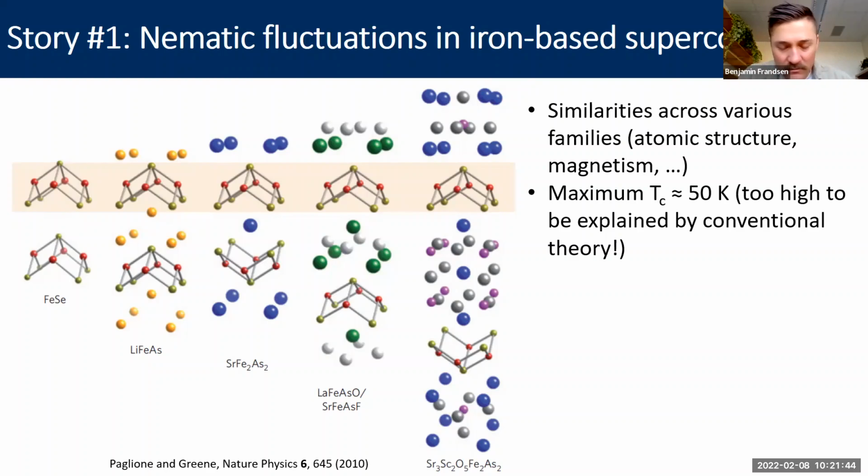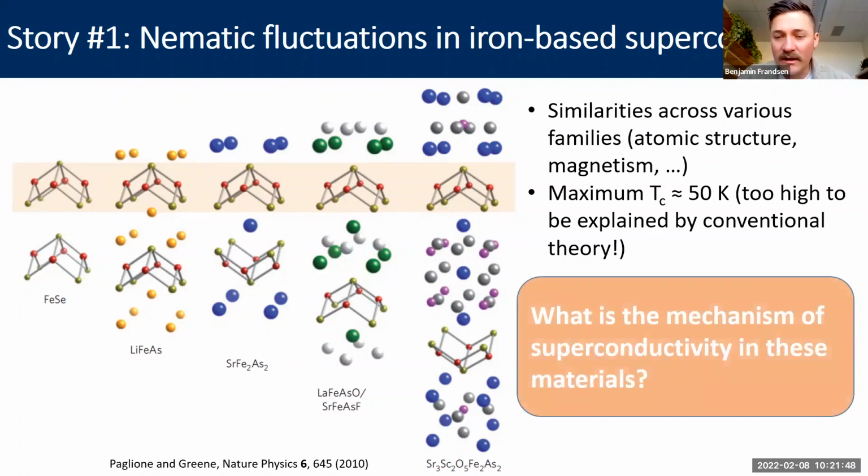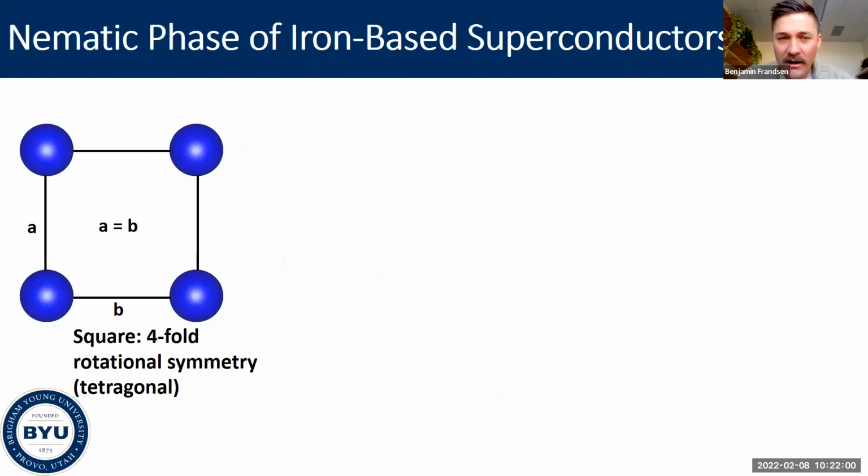And so these have been studied for a long time now. And of course, the big question is, what is the mechanism of superconductivity in these materials? And depending on who you ask, there may be different answers to this, but I think it's generally not settled yet. But it is clear that this interesting phase called the nematic phase, which shows up in all of these iron-based superconductors, is important to the superconductivity in some way.